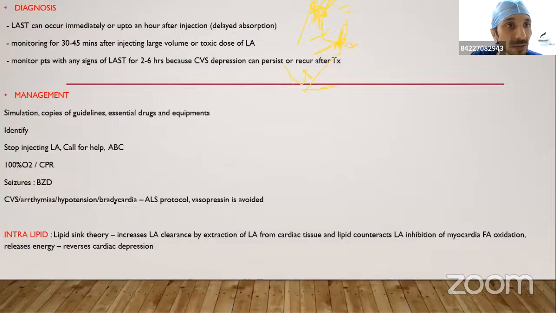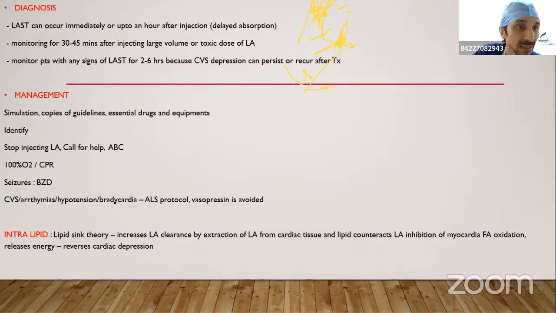How can we diagnose? LAST can occur immediately after the injection of local anesthetics in a nerve block, or it can occur up to an hour after the injection, so they should be followed up accordingly. Monitoring should occur for at least 30 to 45 minutes after injecting a large volume or toxic dose of local anesthetic. You should monitor patients with any signs of LAST for 2 to 4 hours, because the cardiovascular depression can persist or it can recur even after the treatment.